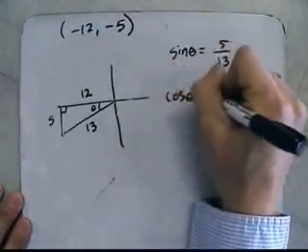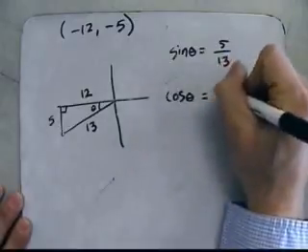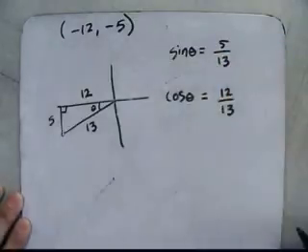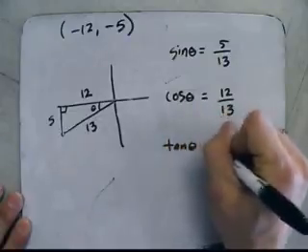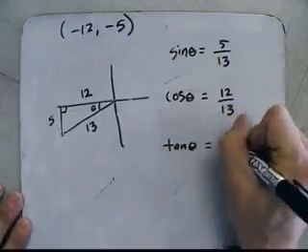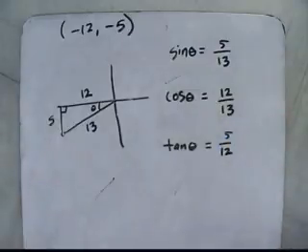Cosine, let's do cosine. Adjacent over hypotenuse, so it's going to be 12 over 13. And the last part there is going to be the tangent for this one, and I'm assuming you guys can find the other ones. This one will be 5 over 12. Okay, I'm assuming you can find the other 3 as we work on this.